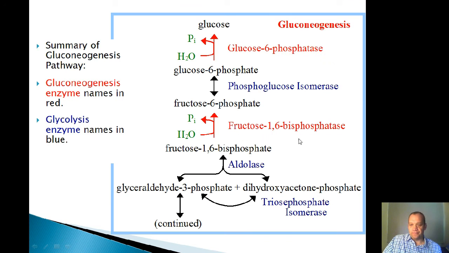Then the other two bypasses include fructose 1,6-bisphosphatase, which bypasses the phosphofructokinase reaction to dephosphorylate fructose 1,6-bisphosphate to fructose 6-phosphate, and the final reaction to turn glucose 6-phosphate into glucose is catalyzed by glucose 6-phosphatase.